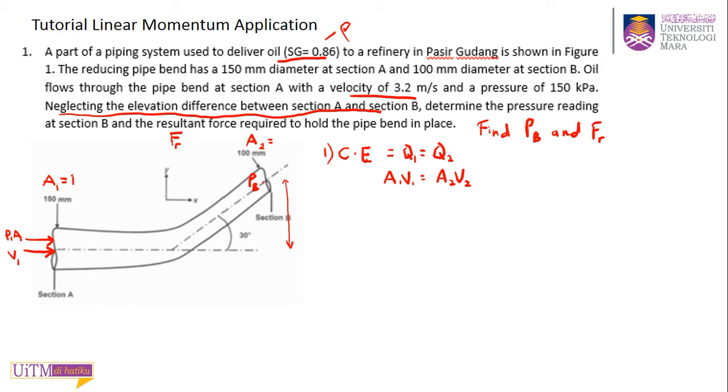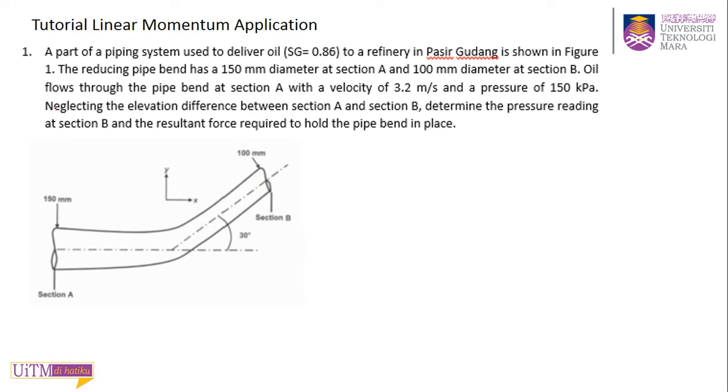So A1 is pi times 150 divided by 2, how much? Half of that, 75. Divide by 1000. This will give you 0... Oh, it went off. Wait, let me repeat that.